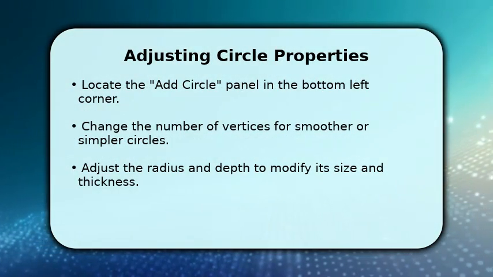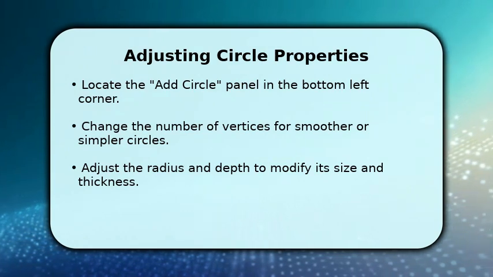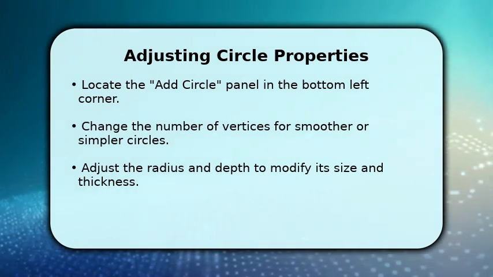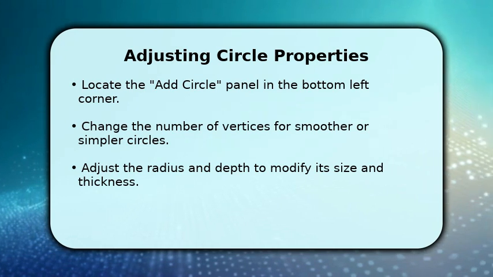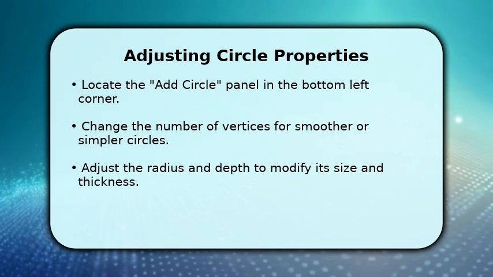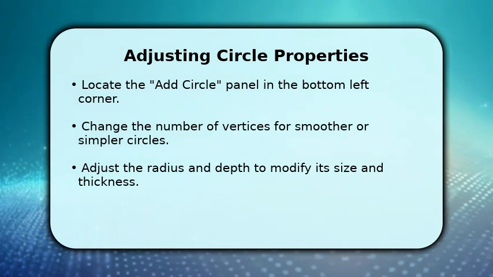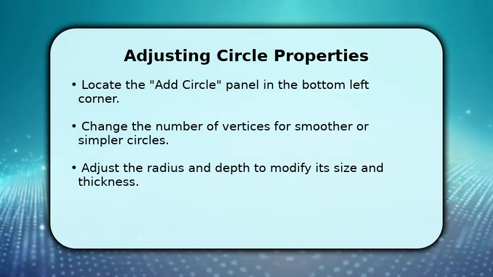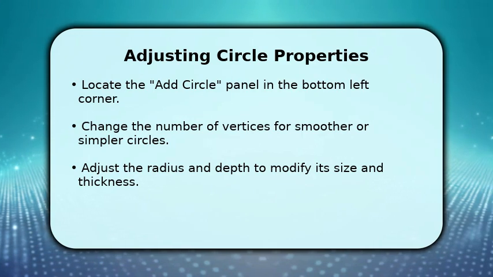Once your circle is added, a small Add Circle panel appears in the bottom left of your viewport. This panel allows for immediate adjustments. You can modify the number of vertices, which determines the smoothness of your circle, from 3 to 64 or more. Also, adjust the radius to control its overall size and the depth to give it a three-dimensional thickness.